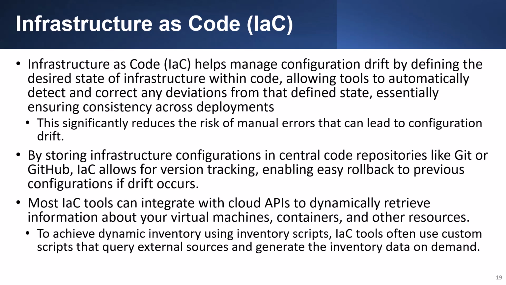Infrastructure as code helps manage configuration drift by defining the desired state of infrastructure within code, allowing tools to automatically detect and correct any deviations from that defined state, essentially ensuring consistency across deployments. This significantly reduces the risk of manual errors that can lead to configuration drift. By storing infrastructure configurations in central code repositories like Git or GitHub, IAC allows for version tracking, enabling easy rollback to previous configurations if drift occurs.